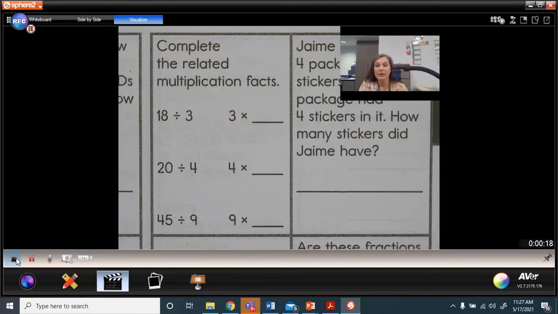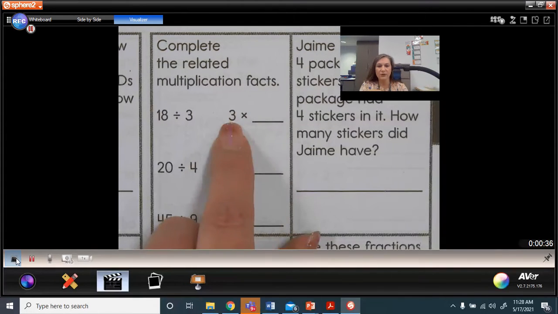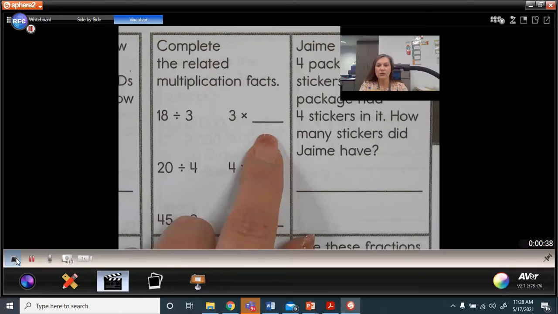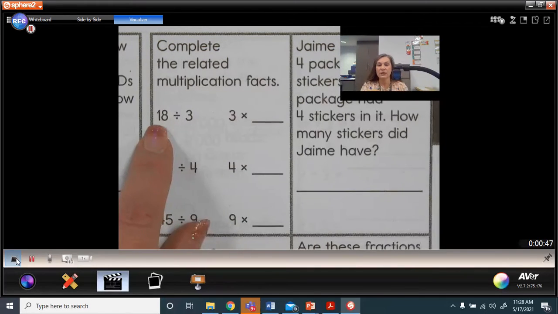Let's go ahead and take a look at our problems for today. We have 3 problems that are related to our multiplication facts here. We're using division to help us find a missing factor. Remember, when you're multiplying, these are called factors. And the answer to a multiplication sentence is a product. Now, our product actually is right here in this division sentence.